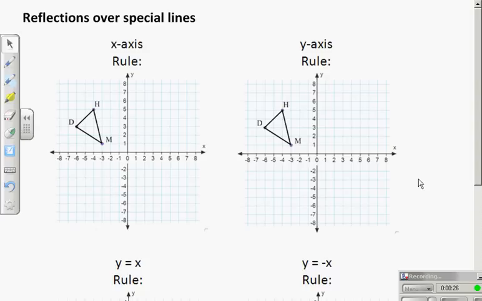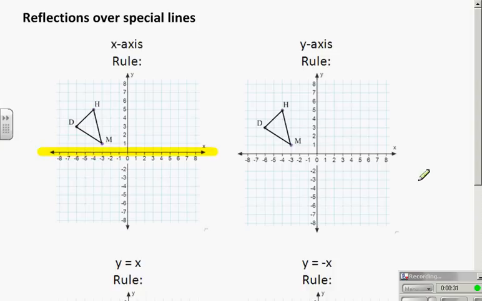So if I'm going to reflect over the x-axis, right here, if I think about folding my figure so that it matches up, really what I'm talking about is M is 1 unit from the axis, so M prime will be 1 unit also. H is 1, 2, 3, 4, 5 units, so it's going to be 5 units. And D is 1, 2, 3 units above, so it's going to be 3 units below. Well, there has to be an easier way than doing that every time.